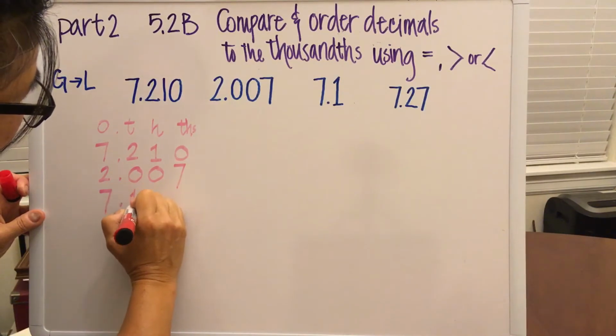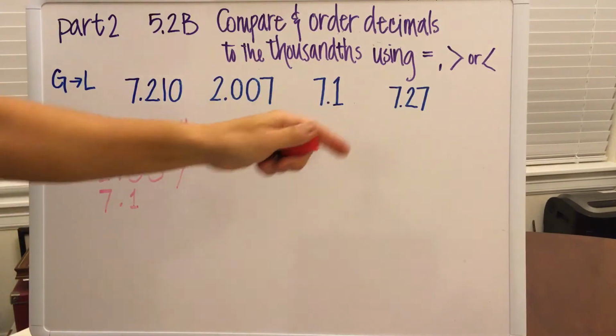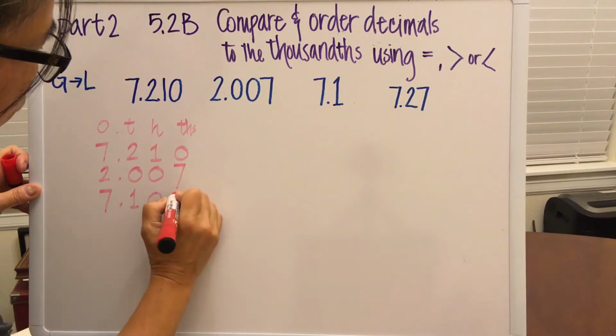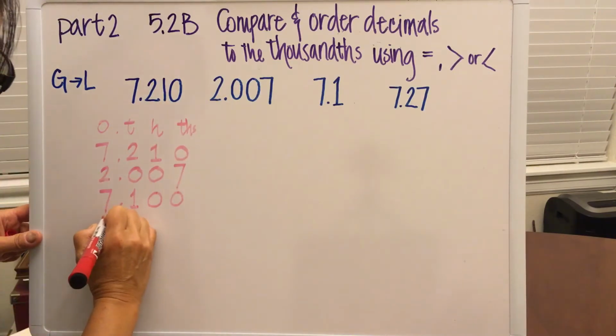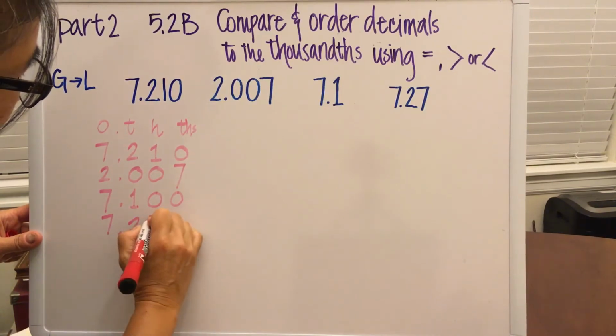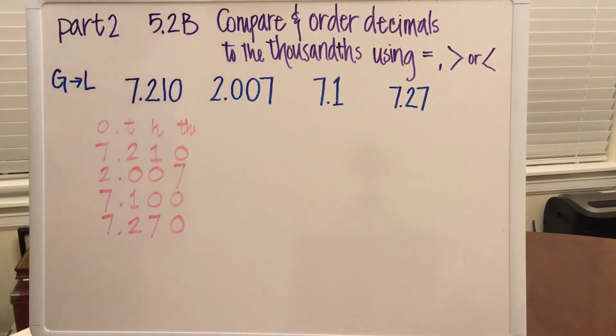and 1 tenth. We already determined from part 1 that 7 and 1 tenth is equivalent to 7 and 100 thousandths. So we're just going to fill in those numbers and make sure we don't miss any place. Finally, we have 7 and 2 hundredths. Again, I'm going to fill in my 0 so that I am comparing the right places.